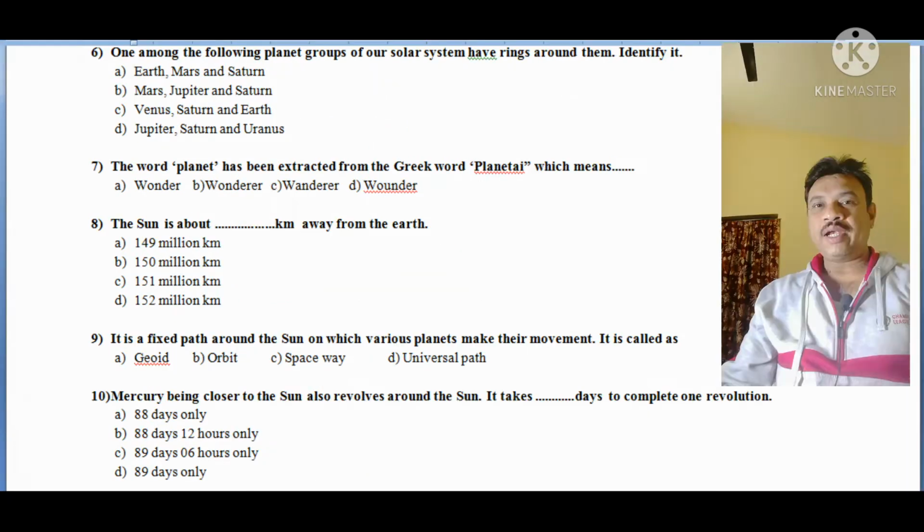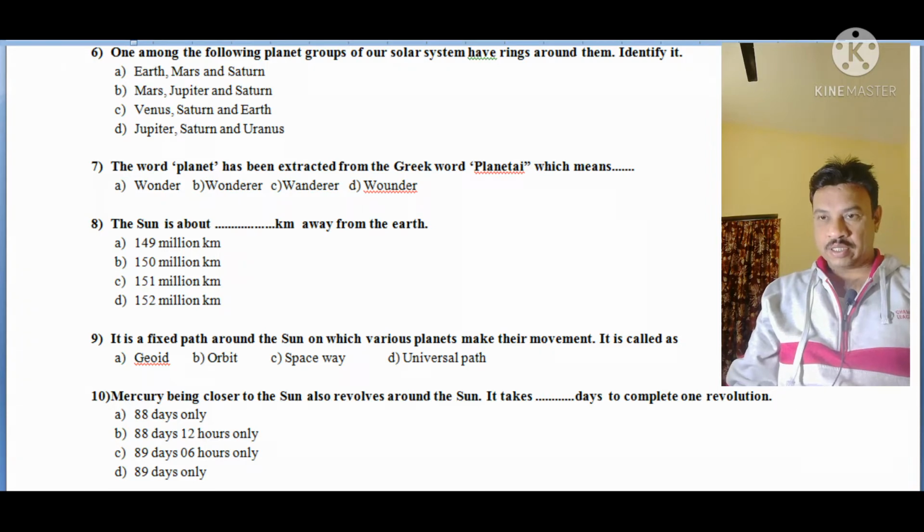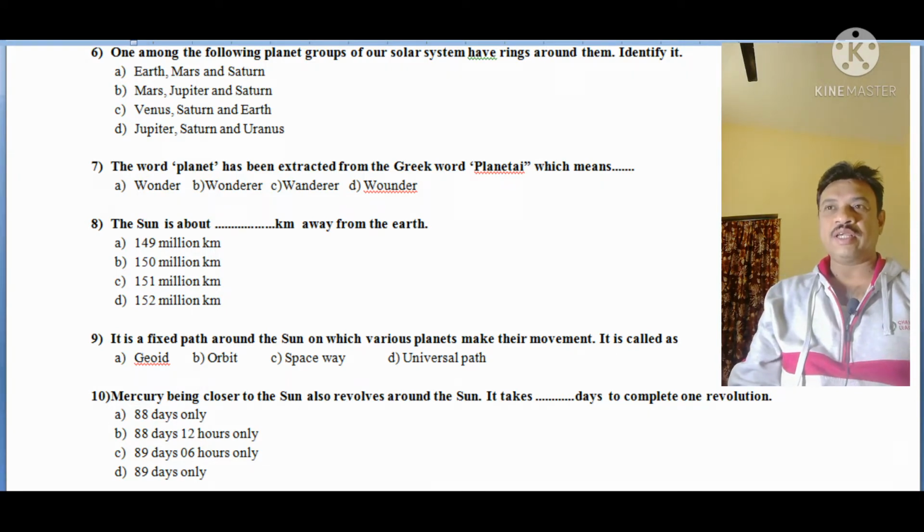Okay, now let us move to question number 6. Which one among the following planet groups of our solar system has rings around them? Identify. This is what I have repeated in the previous question. I spoke about 3 planets which have rings. The same thing is given here: Earth, Mars, and Saturn; Mars, Jupiter, and Saturn; Venus, Saturn and Earth; and Jupiter, Saturn and Uranus. Since I had already spoken the answer earlier, you should go with D.